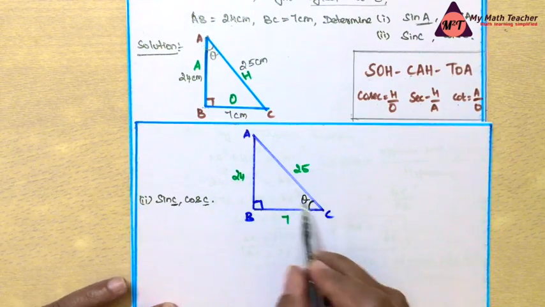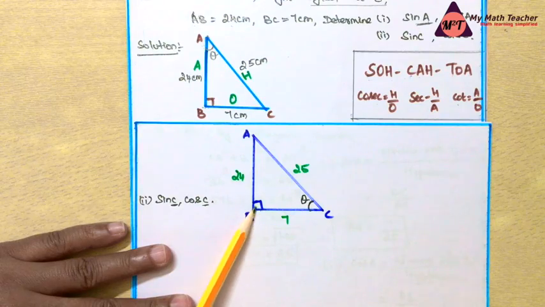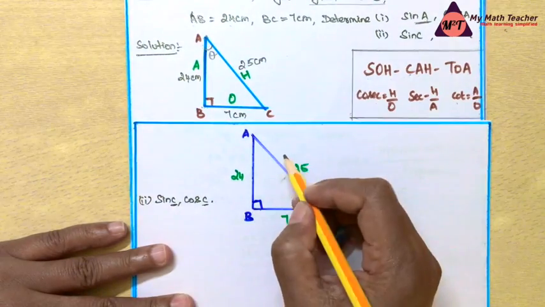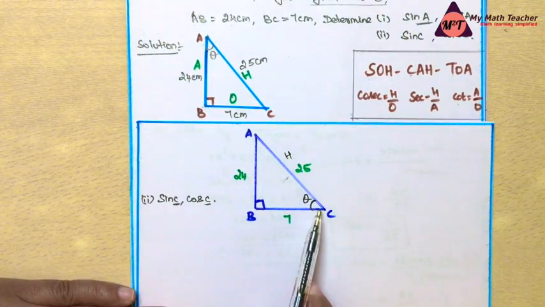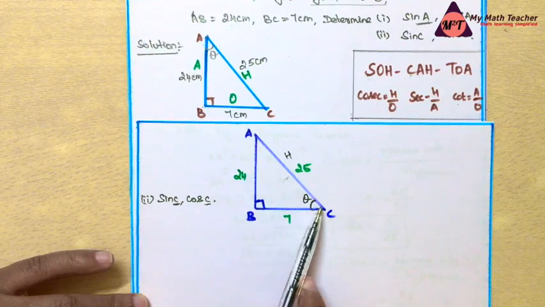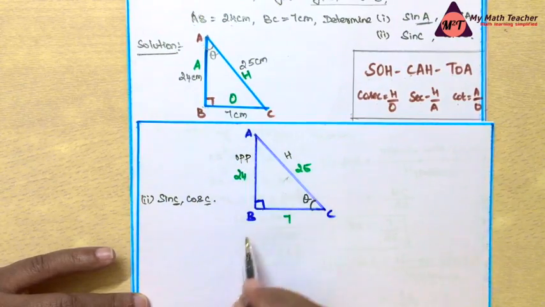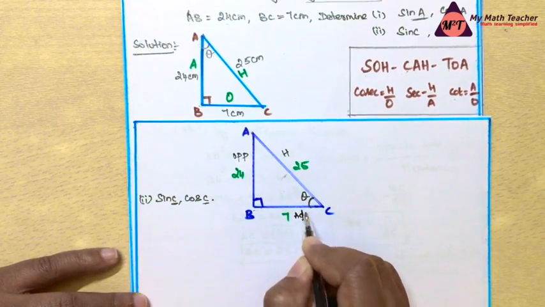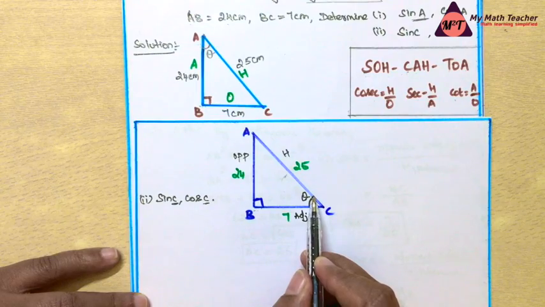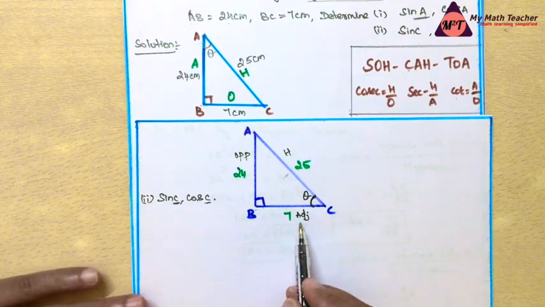Now with respect to C, what are the sides? We have to name the sides. Now as always, opposite to 90 is the hypotenuse. This is the hypotenuse, H. Now with respect to angle theta, which is at C, the opposite side, just opposite to this one, is AB. This is the opposite side. Okay. Now the remaining is the adjacent side, that is BC is adjacent, which is close to theta, but it should not be the hypotenuse, that is the adjacent side.